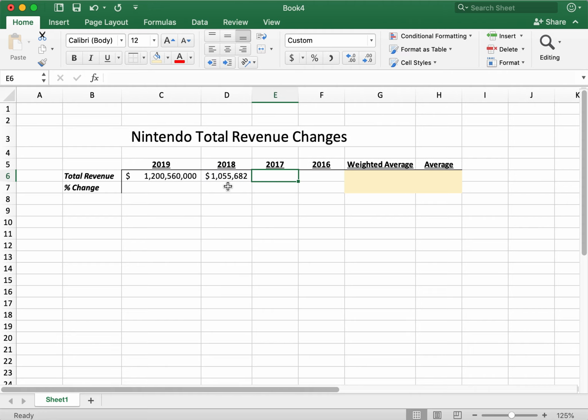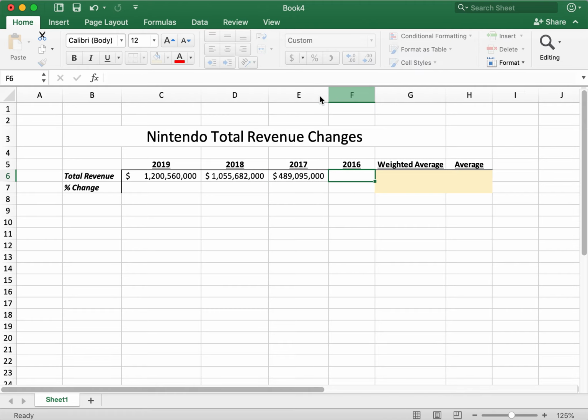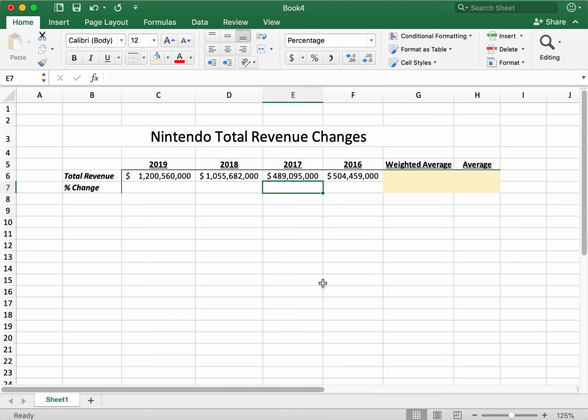1,055,682, and I forgot the three other zeros. And then this was 489,095,000, and this is 94. That is 504,459,000. Helps when I look at the correct thing. So we've got ourselves these different numbers.